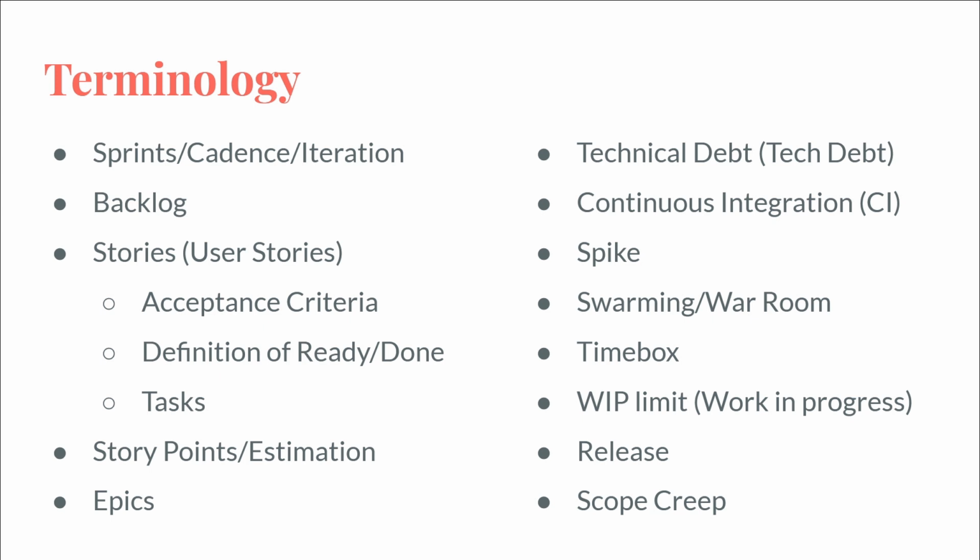Or, a one pointer is a mouse, and a 2 pointer is a cat, and a 3 pointer is a dog, and a 5 pointer is a horse, and an 8 pointer is an elephant. And then a 13 is a whale. And you'll hear those specific numbers: 1, 2, 3, 5, 8, 13, 20, or sometimes 21. And those are the numbers that are used for story pointing in most cases.